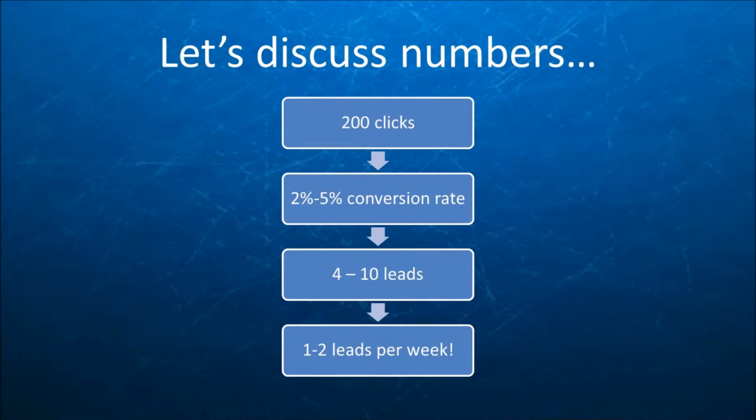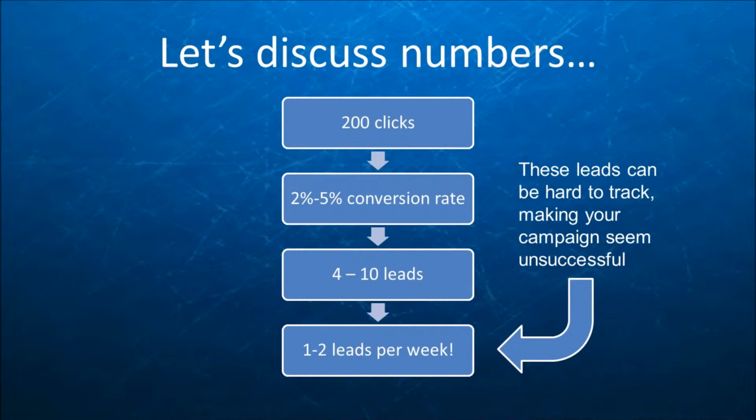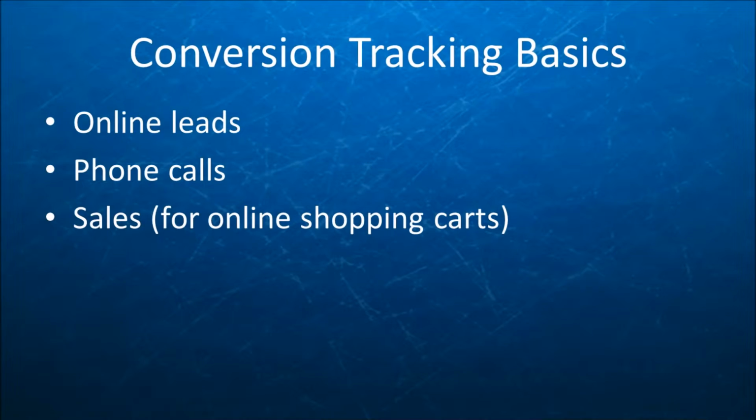Now, if you split that out into a week, that's only 1 to 2 leads per week. And it's really, really easy and understandable for those leads to get lost in all the other leads that you're getting. I mean, if you're getting 5 to 10 leads a week, adding one more on that could easily get lost, and you might not really notice that coming into your business. So we have to make sure that you're able to track these and really know the effectiveness of your campaign. Now, to really get into this, we're going to talk a little bit about some of the technicalities of conversion tracking basics.